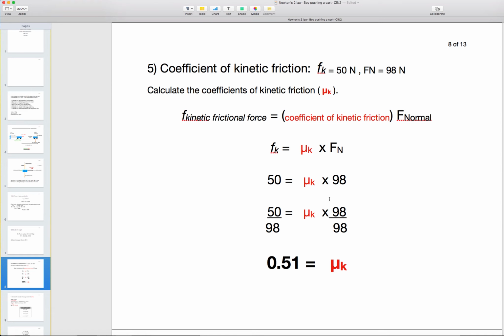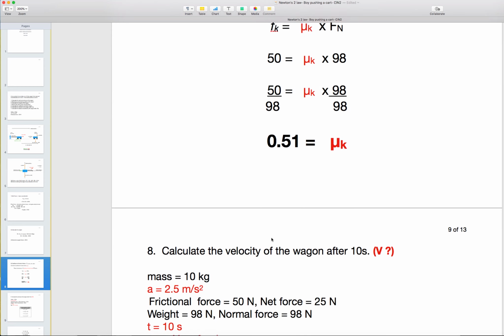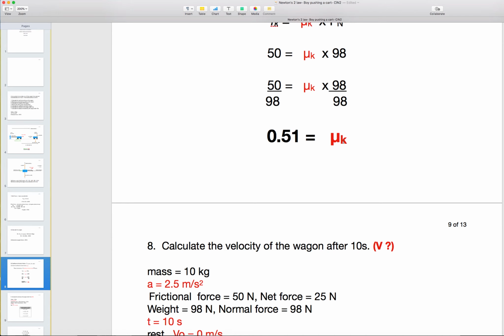Okay, and then we put everything by its value. We solve this, we divide both sides by 98, so it's 0.51. This is the coefficient of kinetic friction.